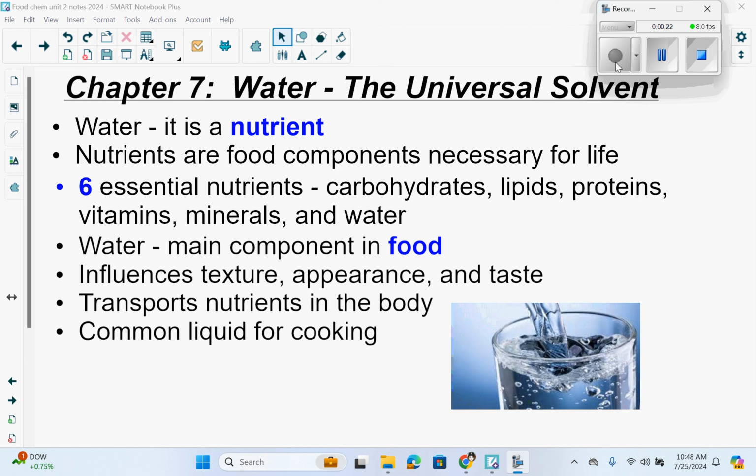Water is a main component in food. It influences texture, appearance, and taste. It transports nutrients in the body and is a common liquid for cooking.